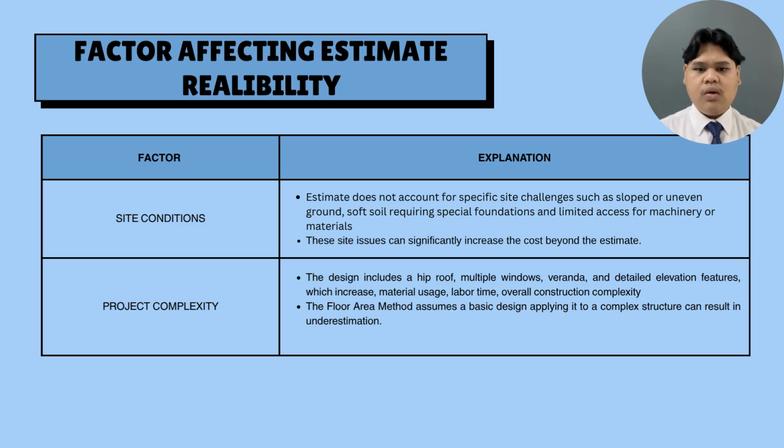Project complexity also plays a role. Design features like a hip roof, multiple windows, verandas and detailed elevation add to material needs, labor time and overall difficulty. When using a simplified estimating method like the floor area method, applying it to a complex design can lead to serious underestimation of cost.